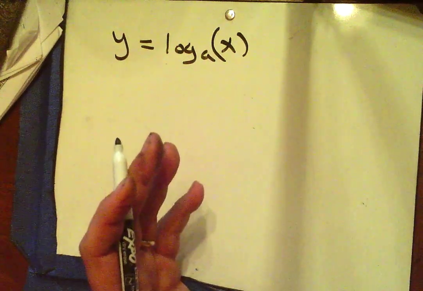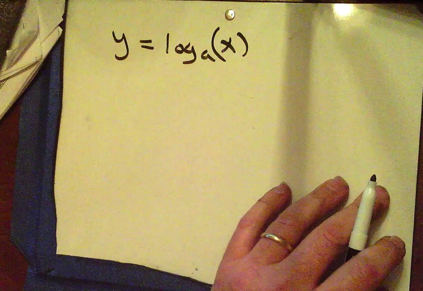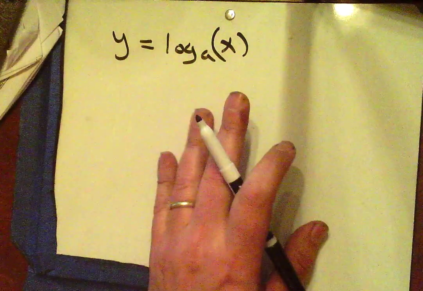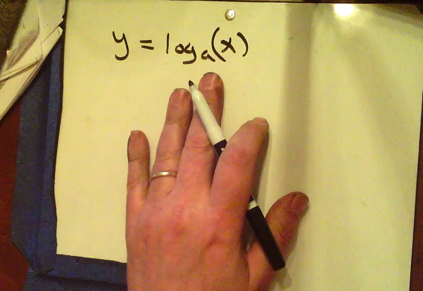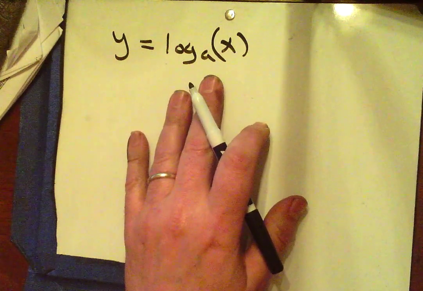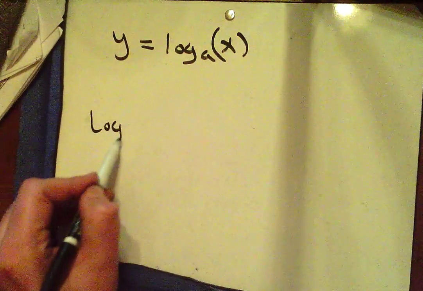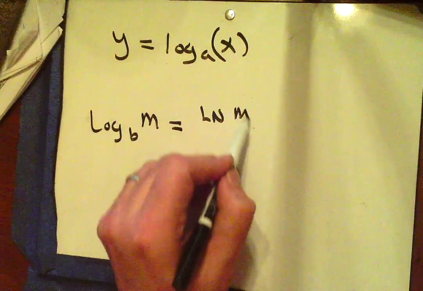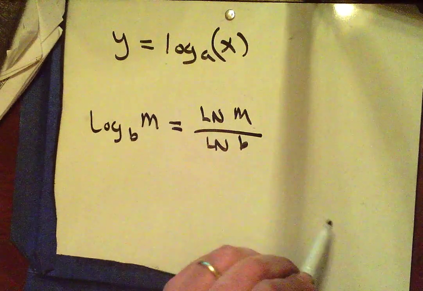because the new calculators don't need the change of base formula. But that doesn't mean it still can't be useful, and I do think the change of base formula would be very useful here. The change of base formula says if you've got log base b of m, you could rewrite this as ln of m over ln of b.